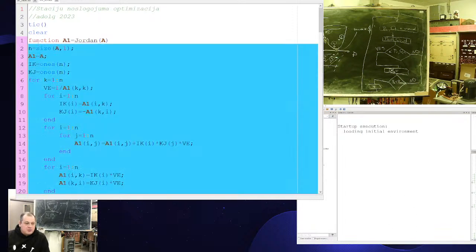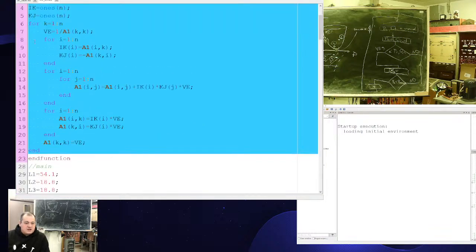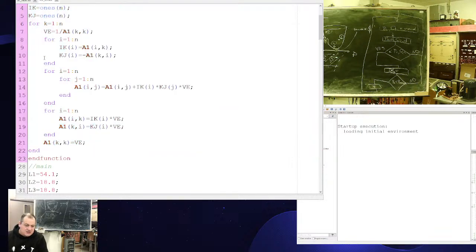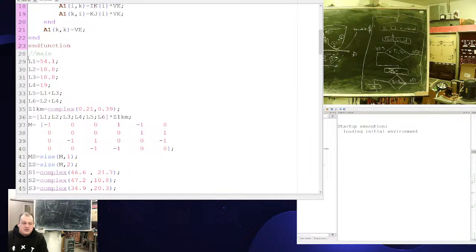Let's try to understand how it works. This part, Jordan, it's a function familiar with all this. It's from our, not the previous, it's from one before. It's a function to obtain inverse matrix via Jordan process. I need to find losses, so I need power flow. That's why I will incorporate our, not previous, task number 8 here.